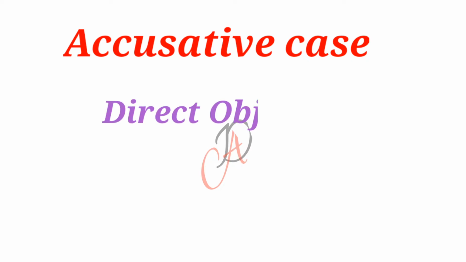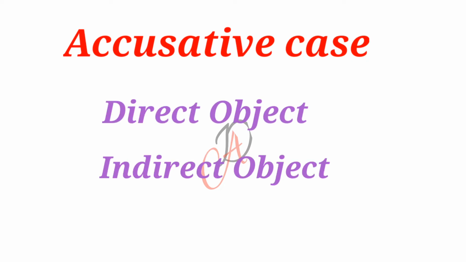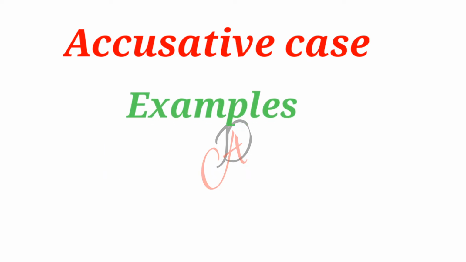Objective case takes the form of direct object and indirect object because some transitive verbs have two types of object, that is direct object and indirect object. We'll learn about transitive verbs in detail when we discuss the verb. Let's understand the objective case using the examples with a direct and indirect object.